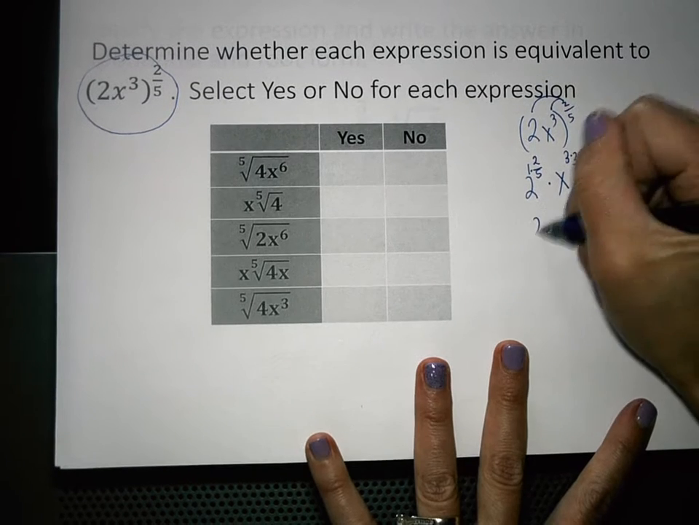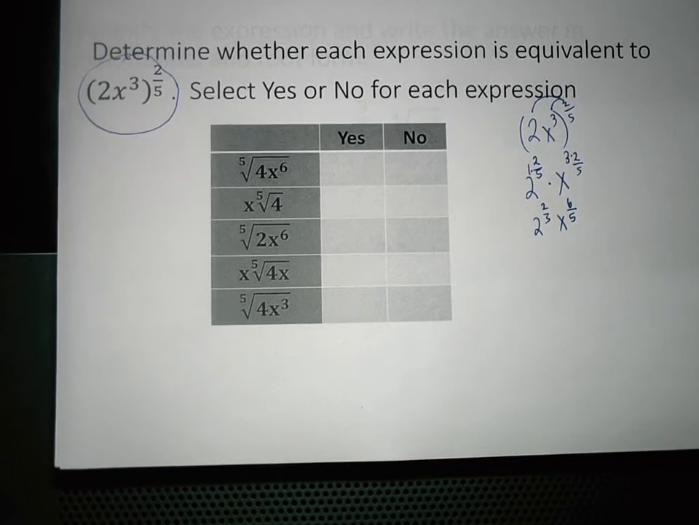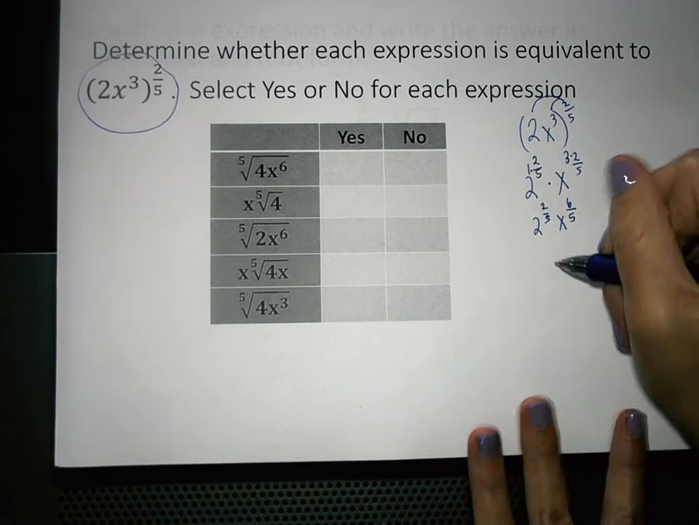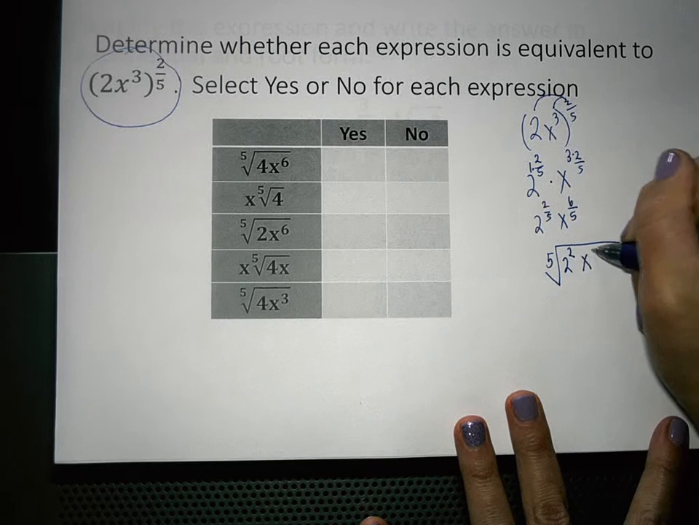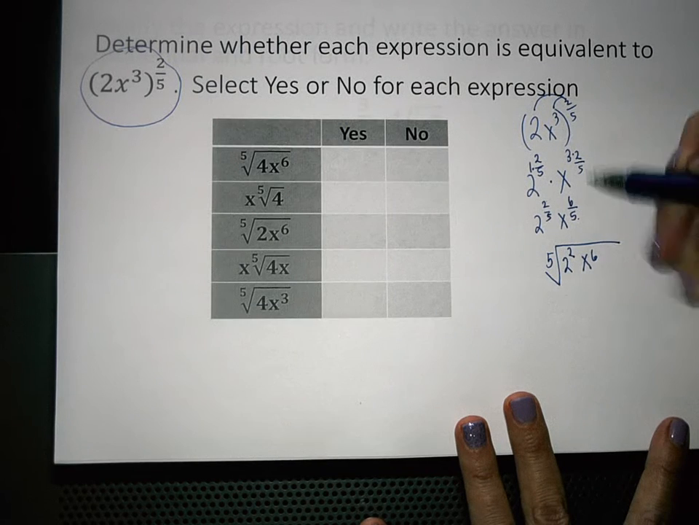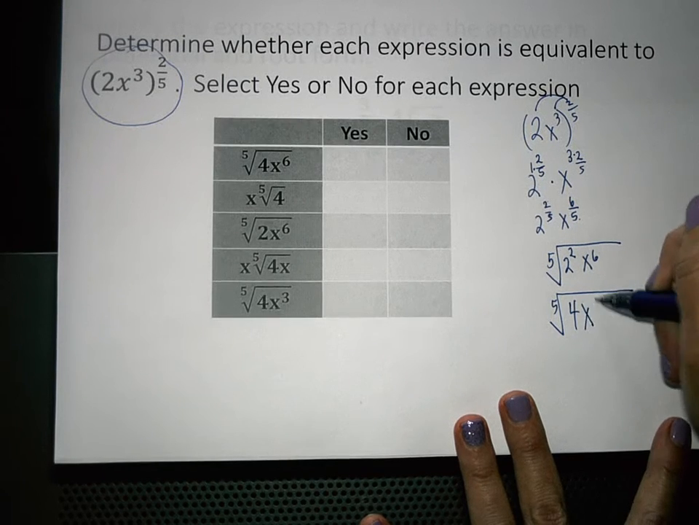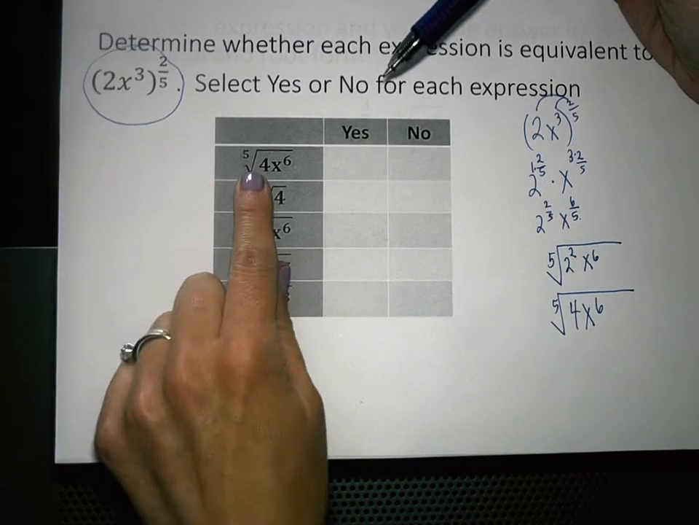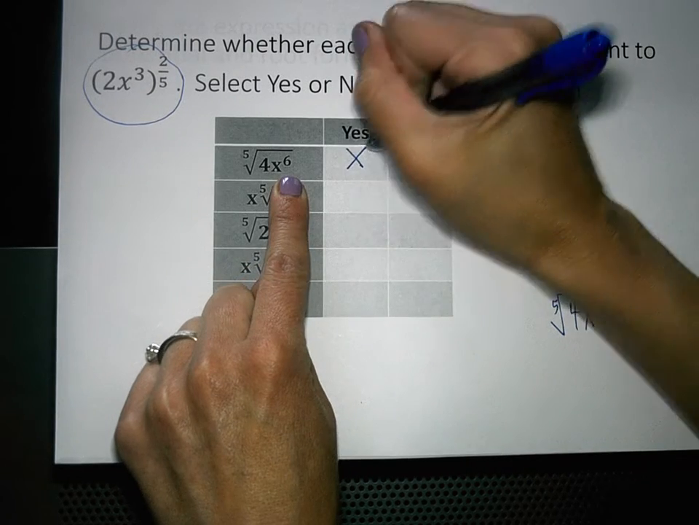So right here I have 2 to the 2/5 and x to the 6/5. If we wanted to rewrite this, since they both have this 5th root, this is really the 5th root of 2 to the 2nd power and x to the 6th power, because the bottom number is the root and the top number is the exponent. And we could simplify that, and that is 2 squared is 4, and this is still x to the 6th. So let's go through and look here to see if we can tell things. So 5th root of 4x to the 6th, that matches. So we're going to say this one is yes.